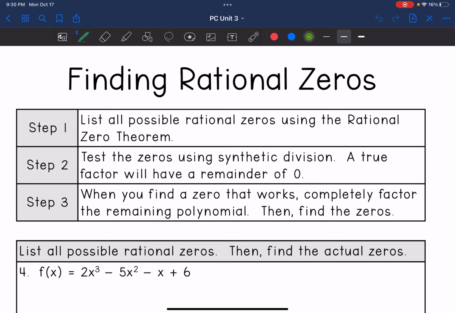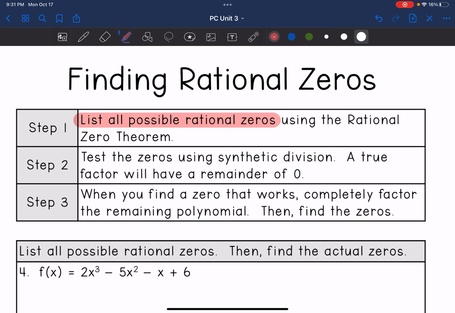Good morning, guys. Yesterday, you should have watched a video over the rational zero theorem, which helps us list all possible zeros of a certain polynomial. So today, we're going to use that theorem to actually find the real zeros of any polynomial. So step one is, of course, to first find all the possible. So list all possible rational zeros using the theorem from yesterday.